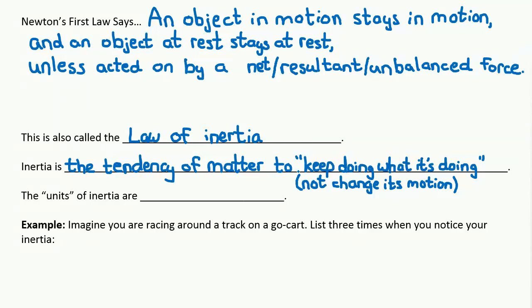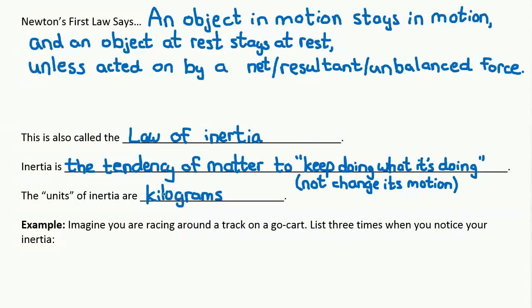Well, it happens to be their mass, which we measure in kilograms. So we can almost kind of say that the units of inertia are kilograms. Something with a lot of mass, a lot of kilograms, will have a lot of inertia. It's hard for you to change the motion of that object. Something with a small amount of mass, a small number of kilograms, will have less inertia. It'll be easier for you to change its motion.